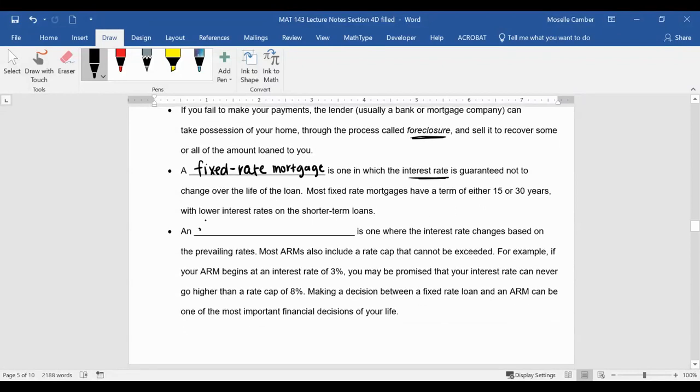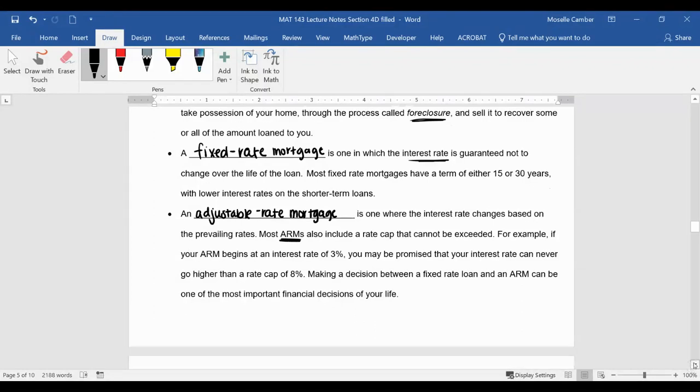And then there's what's called an adjustable rate mortgage, which can be abbreviated as ARM. This one can change based on what the prevailing rates are. So it might start off at 3%, and then the next time it could increase to 4%, and the next time it can decrease to 2%. So you're not guaranteed the same amount. So this is sometimes better and sometimes not than the fixed rate.